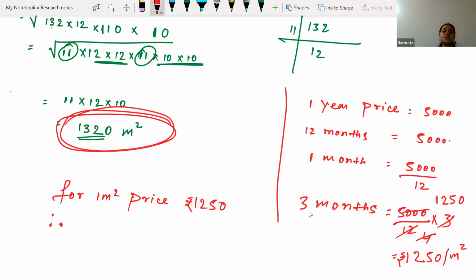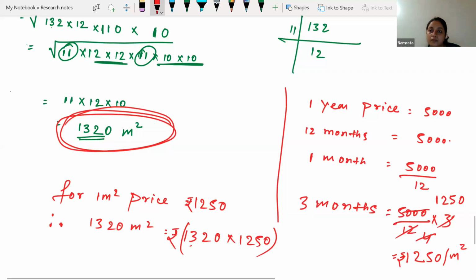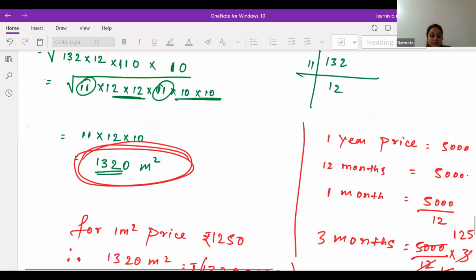Therefore, how many meter square are we having? 1320 meter square we are having. For this much, it will be this into that. Are you getting it? This much rupees we will have. Are you getting it? Yes, ma'am. Everyone, is it clear? Is it clear to all of you?